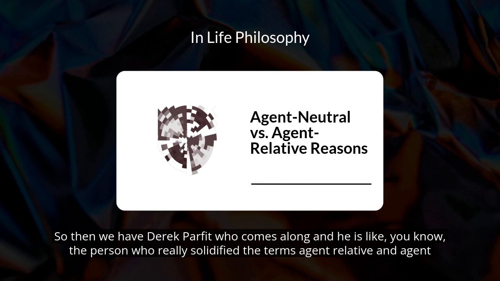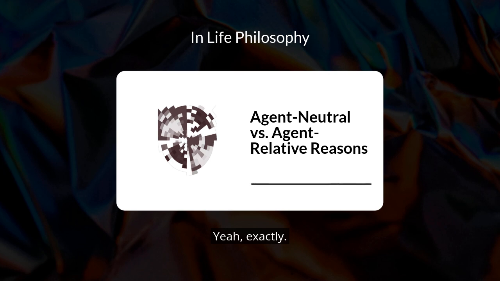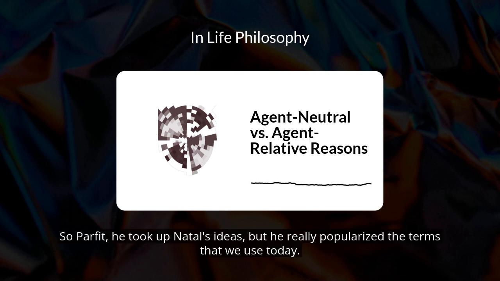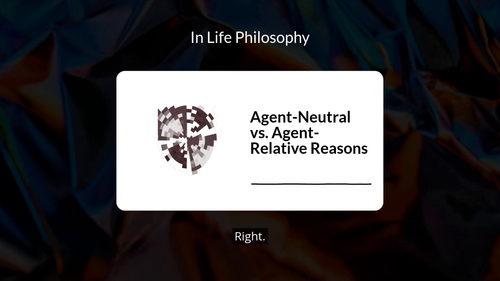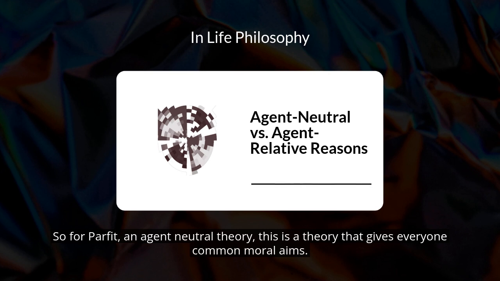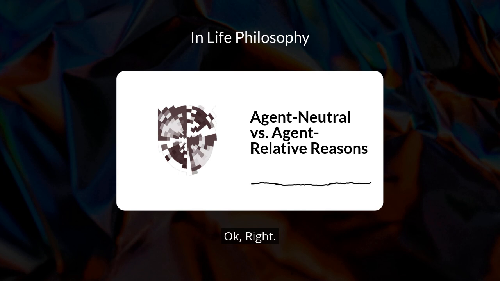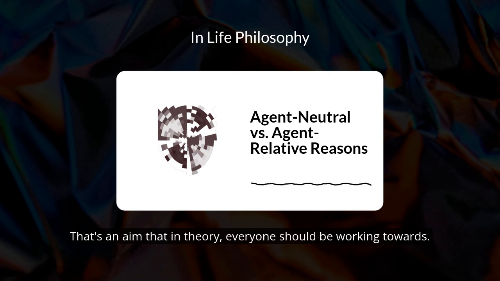Okay, so then we have Derek Parfit, who is the person who really solidified the terms agent relative and agent neutral like we use them today. Exactly. Parfit took up Nagel's ideas, but he really popularized the terms that we use today. Initially, he applied this distinction to entire ethical theories. For Parfit, an agent neutral theory gives everyone common moral aims, right? So think about maximizing happiness overall. That's an aim that in theory everyone should be working towards.